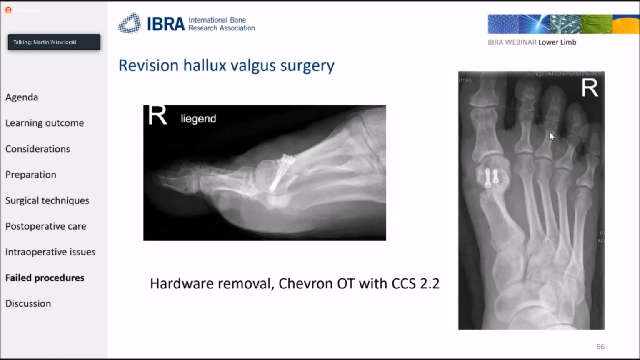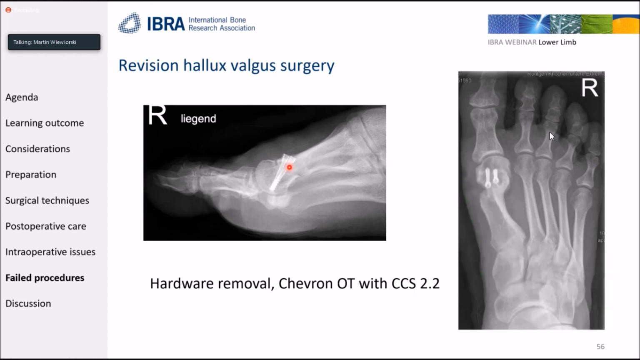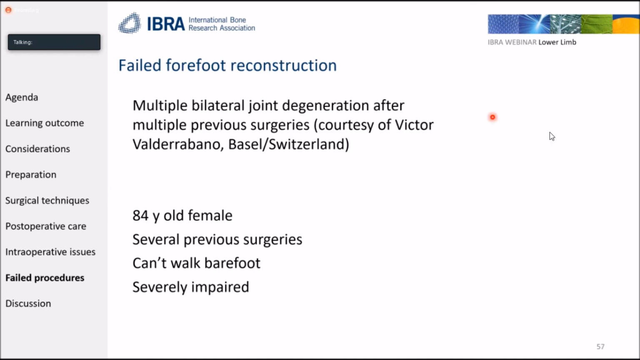He removed this implant. He redid an osteotomy. He probably did a chevron osteotomy here in the healed bone, and he fixed the whole thing with 2 parallel CCS screws, and I think it worked out nicely. Maybe it's still a slight Hallux Valgus here, but I don't think the patient was bothered by this.